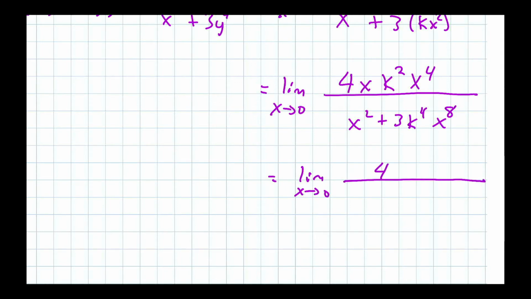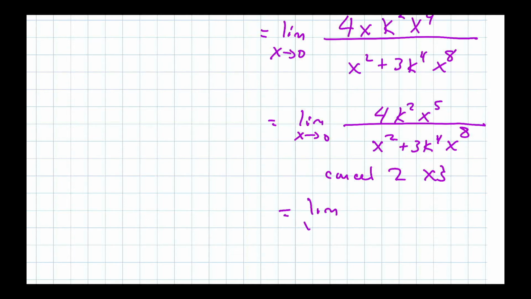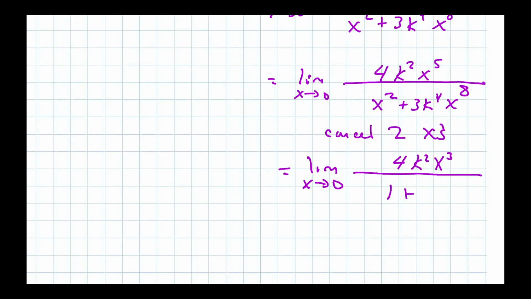So you work this out. You have 4k squared x to the 5th. And then in the denominator, you've got x squared plus 3k^4 x to the 8th. I can cancel two x's everywhere again. And I get the limit as x goes to 0 of 4k squared x cubed over 1 plus 3k^4 x to the 6th. Put in your 0 and you're going to get 0 over 1 plus 0 again. I'm not going to work it out. And you get 0.